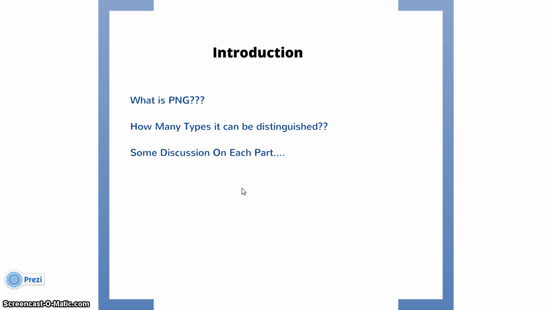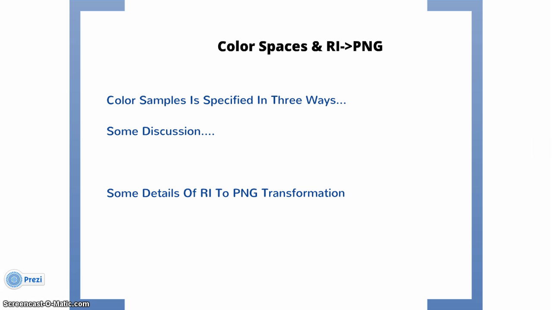Fourthly, the delivered image is constructed from the PNG image obtained by decoding a PNG data stream. In this way, I have discussed the different parts of the PNG image and how it can be distinguished, and I think you have got some overview of the PNG image in its introductory part. After that, I will discuss the various color spaces and reference image to PNG image transformations.